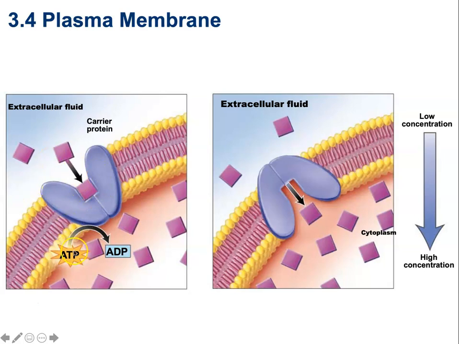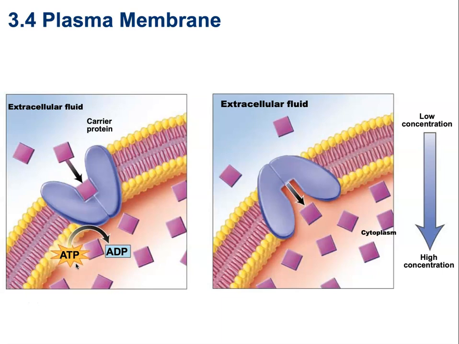And once it's bound in, we're going to need ATP to undergo a conformational change, allow this carrier protein to snap shut on this side, open up on this side, and release its cargo. In order to do this, we're going to need that ATP. We're going to need that energy in order to pick up and move these molecules against their concentration gradient.